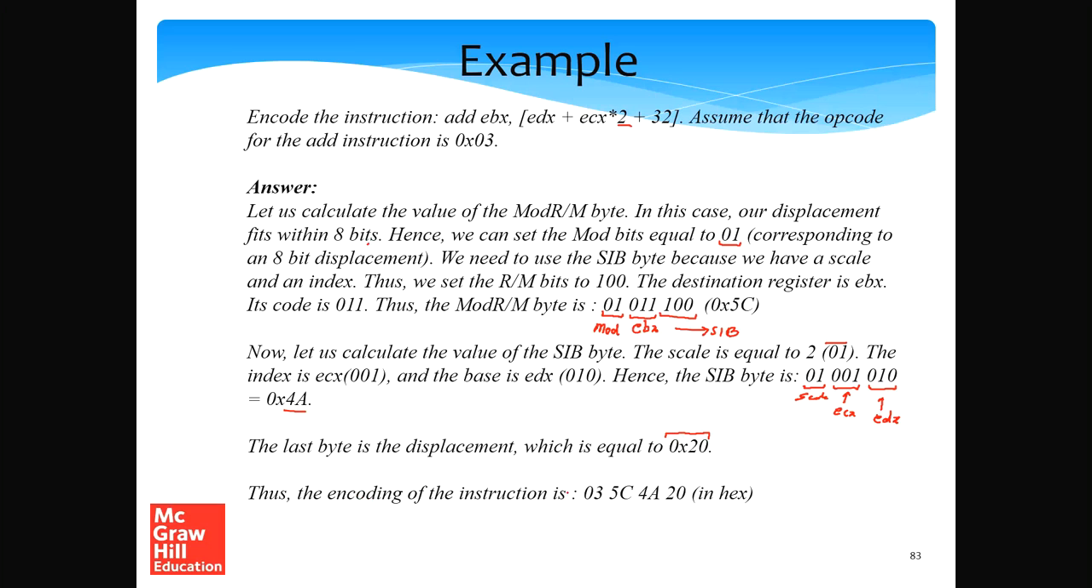Thus the encoding of the instruction will be 03 for the opcode byte. 5C is the mod R by M byte. 4A is the SIB byte, the scale index base byte. 20 is the displacement. So this is the 4-byte encoding of the instruction in hexadecimal.